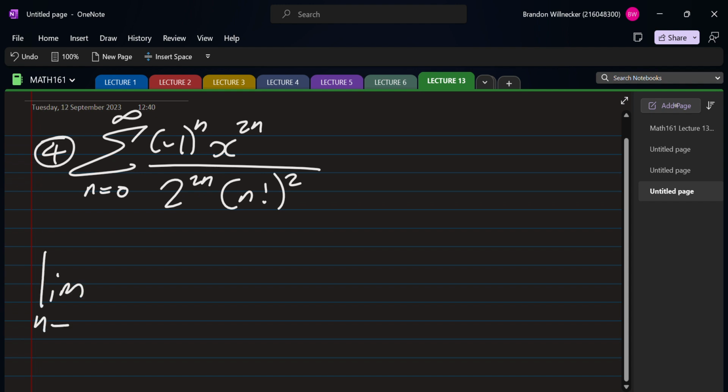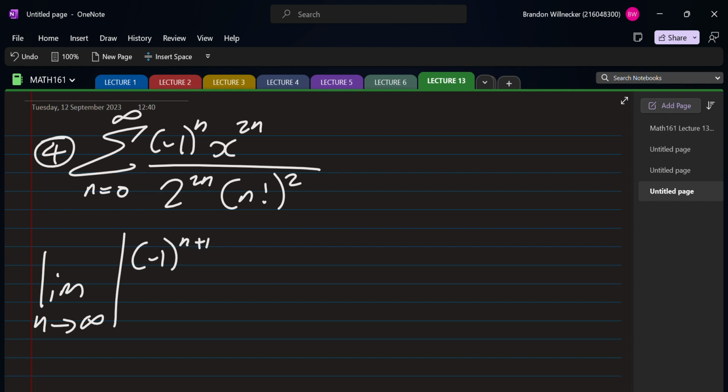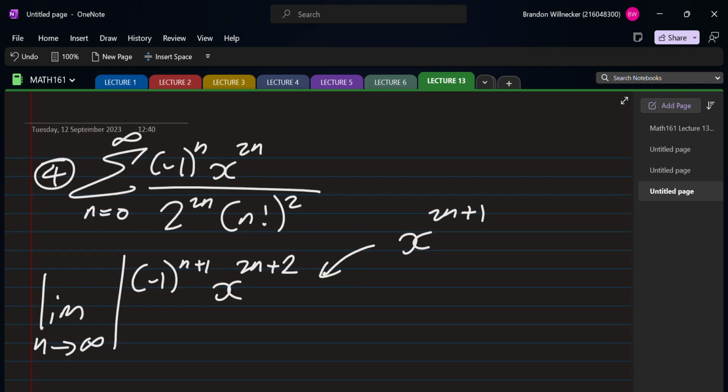So we have the limit as n goes to infinity. We're going to look at the next term, the n plus 1 term, divided by the nth term. So we'll have minus 1 to the n plus 1, x to the 2n plus 2. Remember, if I put in n plus 1, it will be 2 times n plus 1, so it will be 2n plus 2 times 1. Make sure you don't put x to the 2n plus 1. So here we did 2 times n plus 1, so it will be 2n plus 2. Just be careful when you substitute n plus 1, you don't just quickly write plus 1. Make sure it's 2 and then brackets n plus 1.